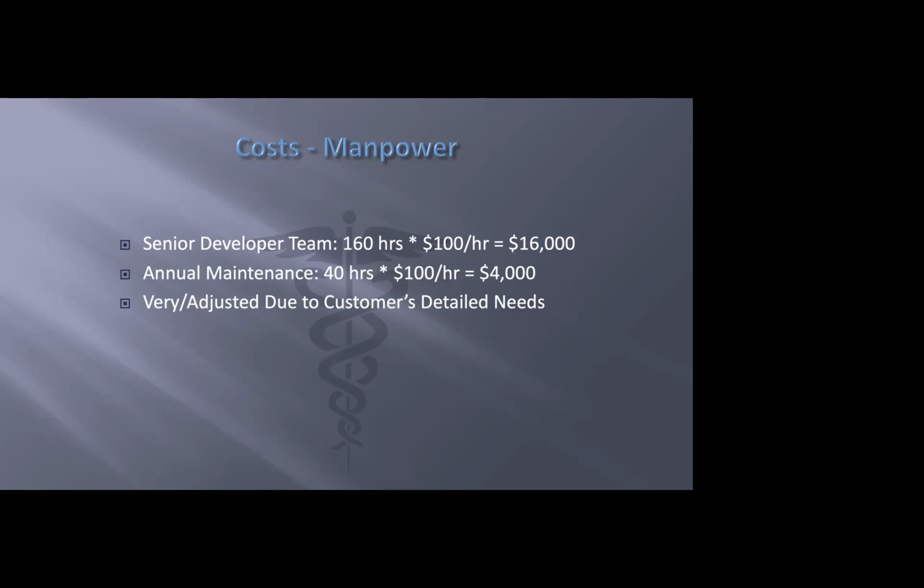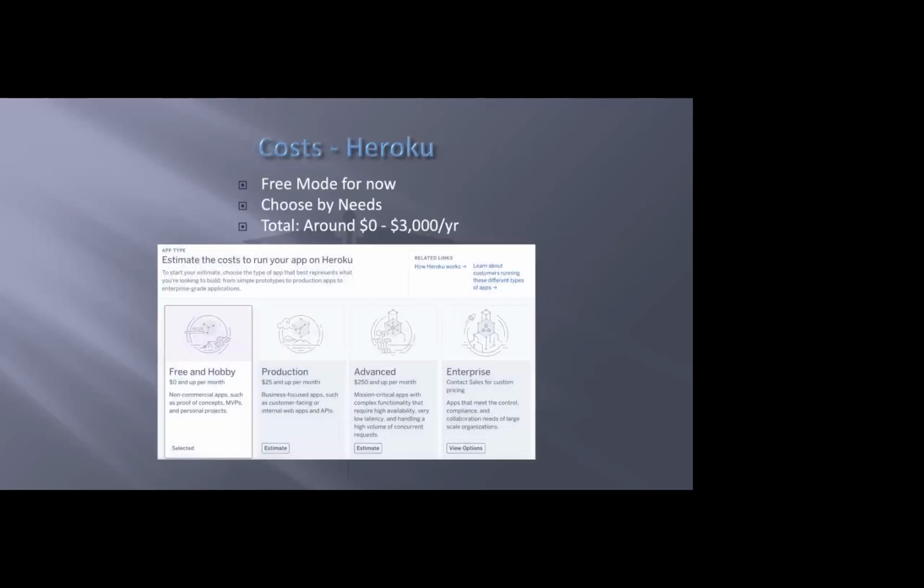$16,000 for the development. And for the annual maintenance for the following years, it will take about 40 hours per year and also $100 per hour. So it will take about $4,000 per year. Also, these costs can be adjusted due to the customer's needs. Also, for the database cost, we are using the free mode for now. You can see the free and hobby choice here. So it doesn't cost anything for now.